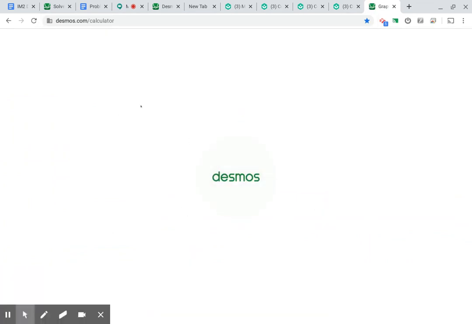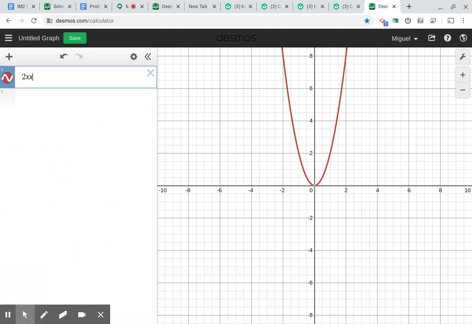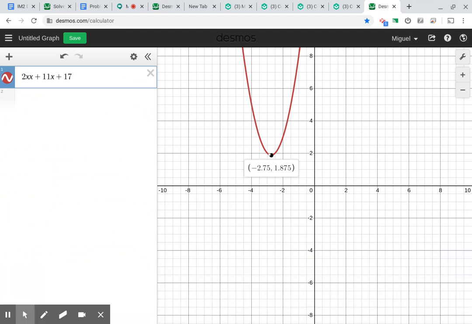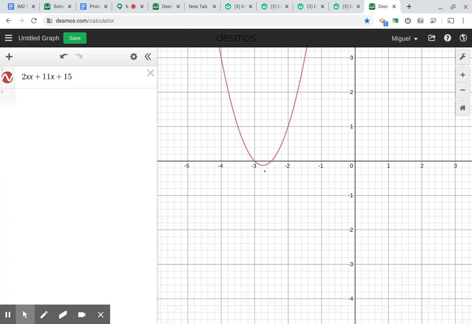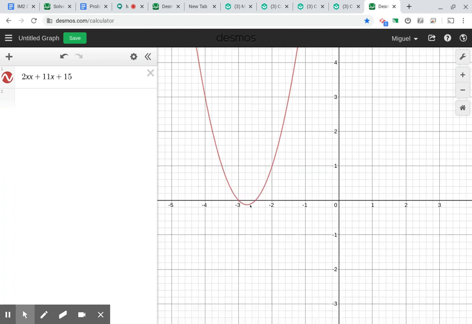Omar, can you read me the function again? 2x squared plus 11? And I think it said 15, right? So it's 2x squared plus 11x plus 15. Oh, 15, yeah, okay. Okay, so let's see, I got a 2x squared plus 11x plus 15. Okay, I got the correct x, but I got the wrong vertex. I got 12 cents. 12 cents.